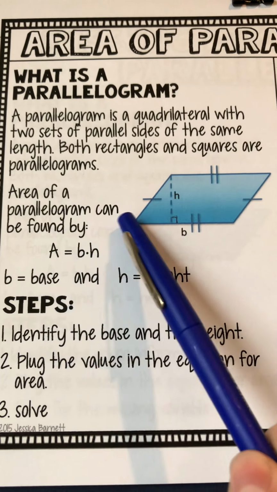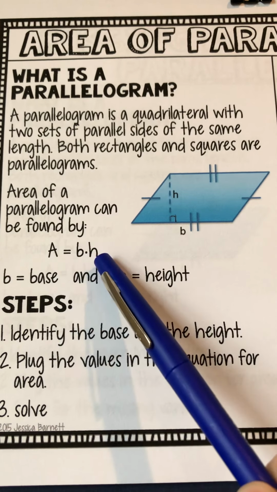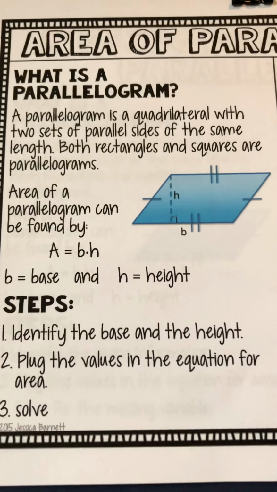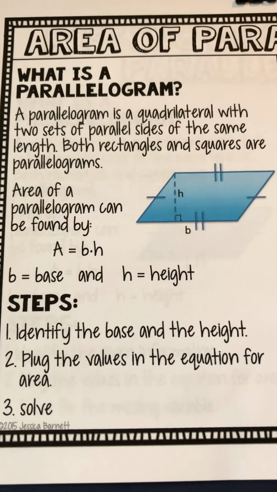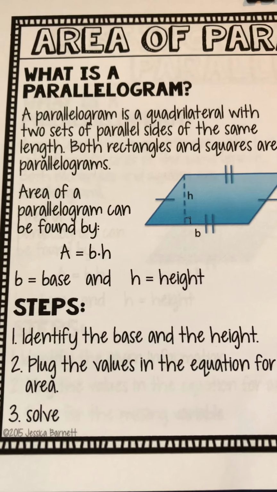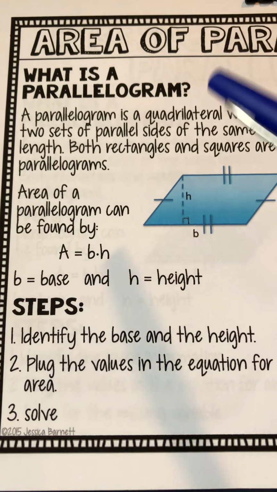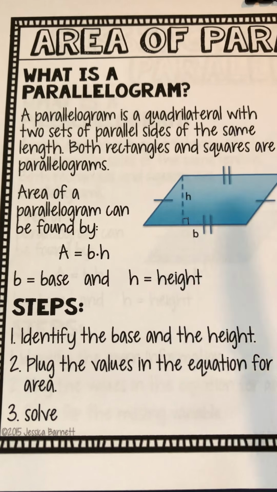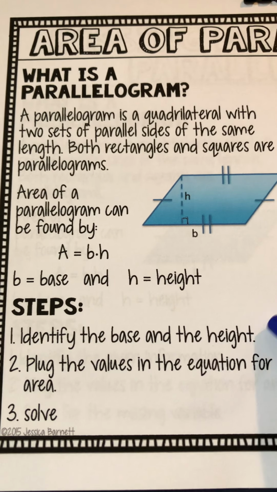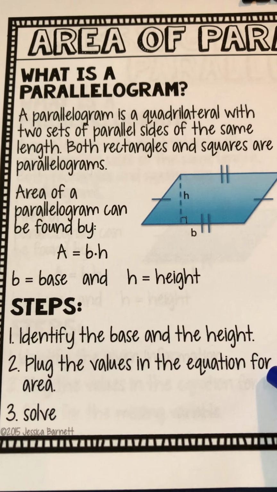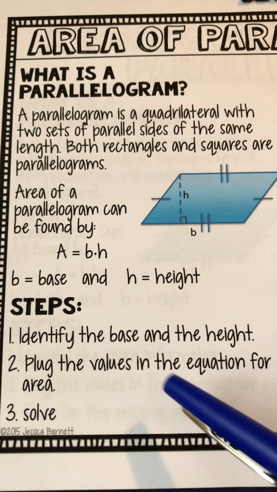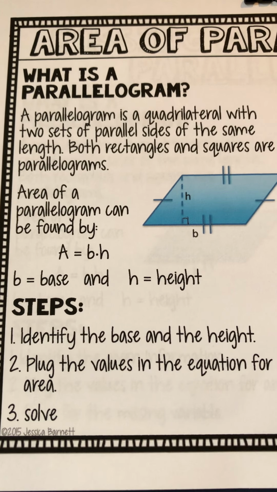So area of a parallelogram can be found by multiplying the base times the height. B is for base and H is for height. Here are our steps. Step 1, identify the base and the height. Again, that is because sometimes and often you will be given unnecessary information. You'll be given this side length and you don't need that to find the area of a parallelogram. So step 1, identify the base and the height. Step 2, plug the values in for the equation for the area. And step 3 is to solve. So let's look at an example.